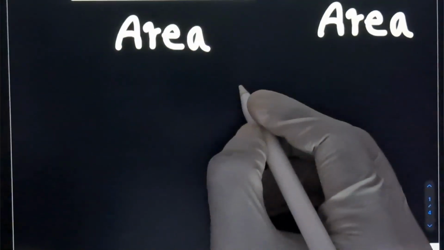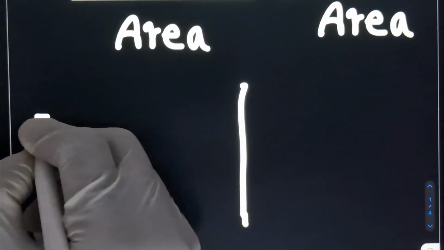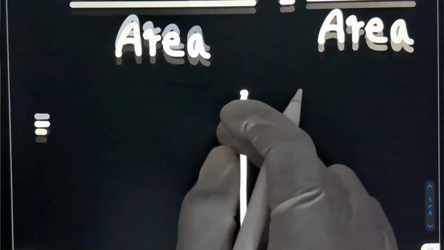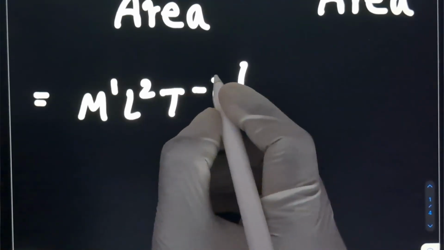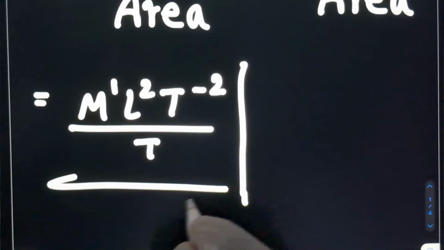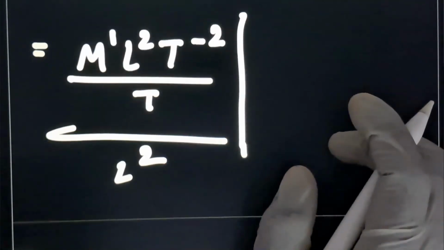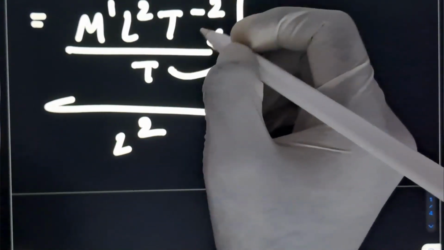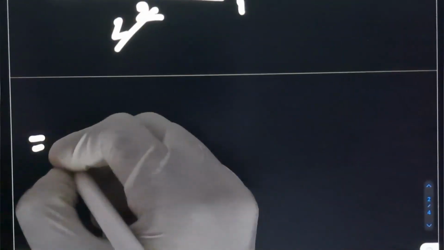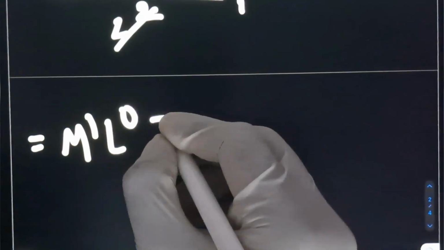Suppose you know the energy dimensional formula, you can do it this way: M^1 L^2 T^-2. It is the energy formula, divided by time T and area L^2. On time reciprocated, we get T^-3 and L^2 gets cancelled here. We get M^1 L^0 T^-3.